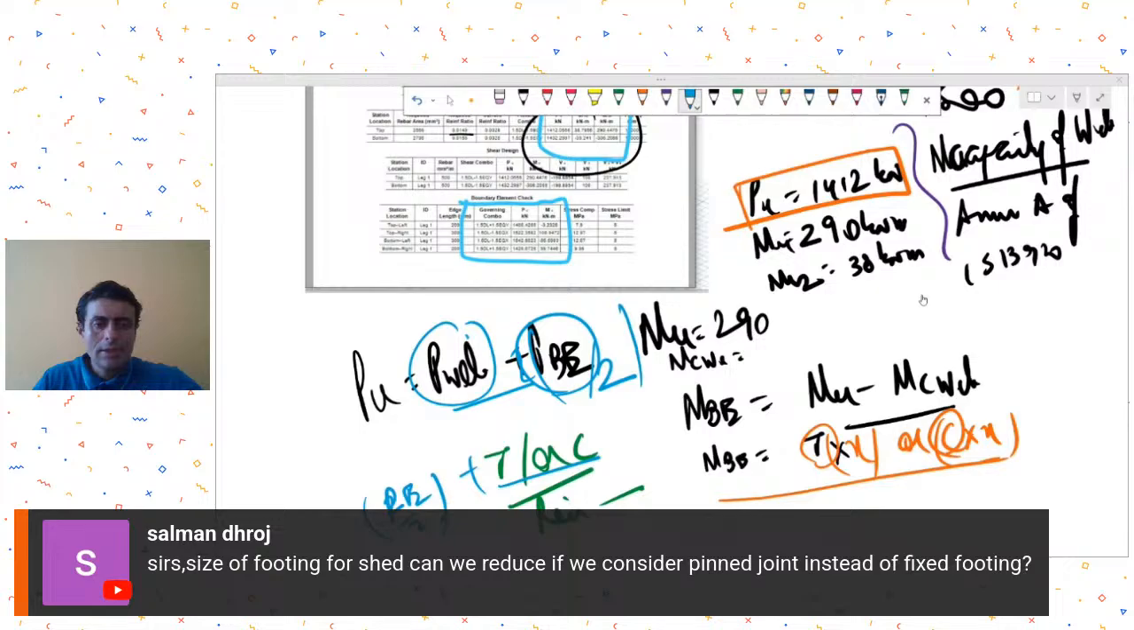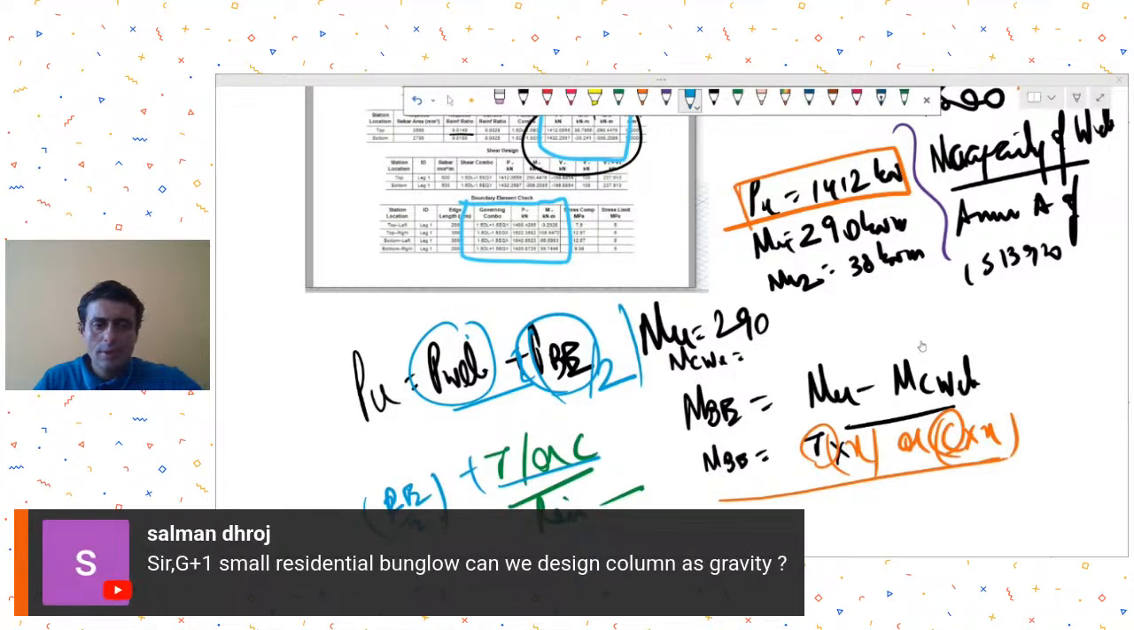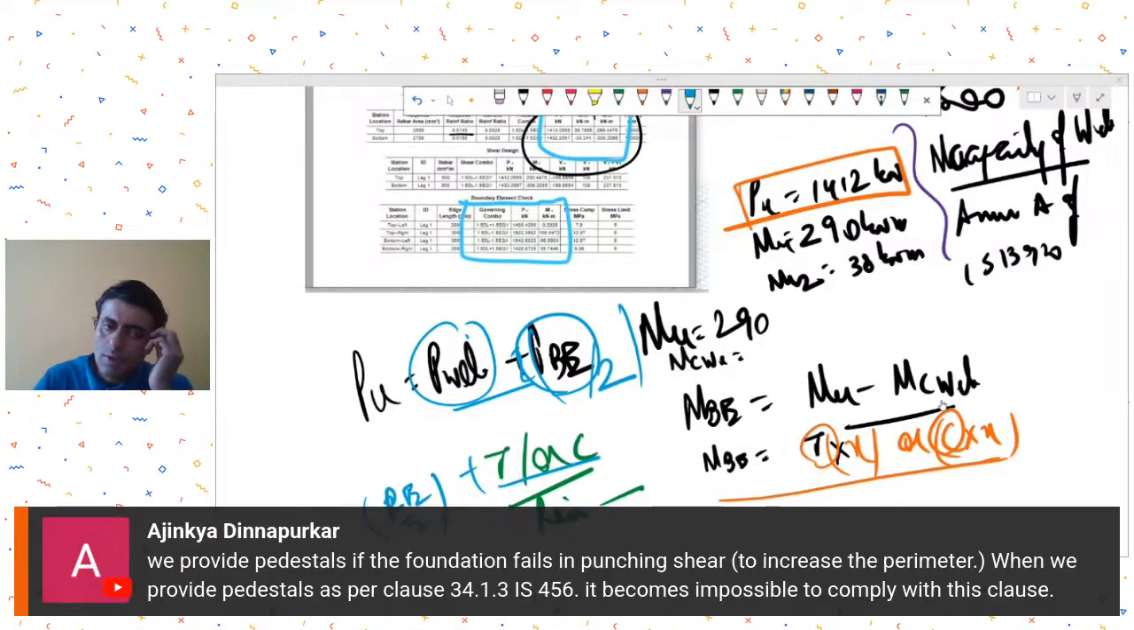Then Mr. Salman is asking, we have already taken this query. Mr. Salman is asking, G plus 1 small residential bungalow. Can we design columns for gravity only? No, see, if there are seismic loads that are expected, you have to check for seismic loads. It's not as if G plus 1, G plus 2 matters. If it can have seismic loads, you have to take into account the seismic loads also.